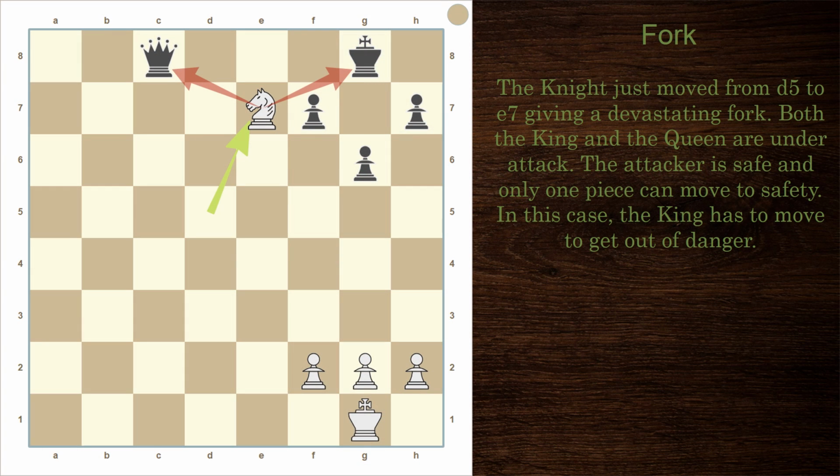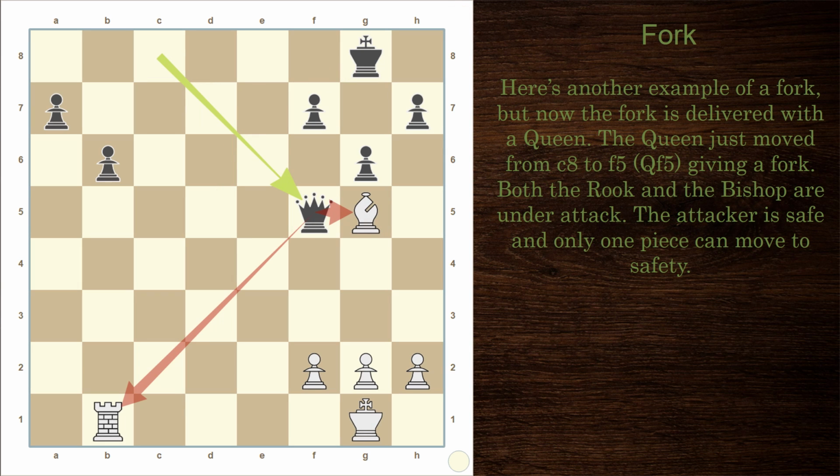All right, so here's an example of a fork. The knight was here at d5 and moved here to e7, giving a devastating fork. This is kind of the monster of all forks. Both the king and the queen are under attack. The attacker is safe, so nothing can hurt the knight, and only one piece can move to safety. In this case, because we know the king can't stay in danger, the king has to move to get out of the way, meaning that he's going to lose the queen.